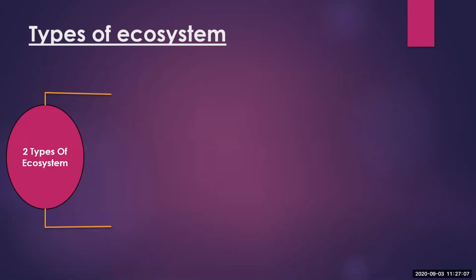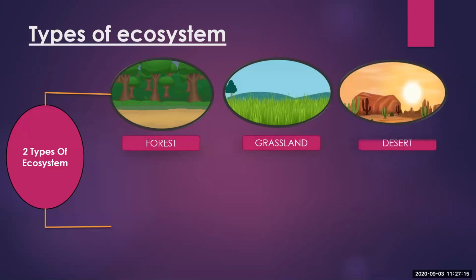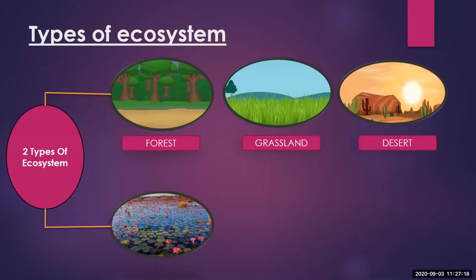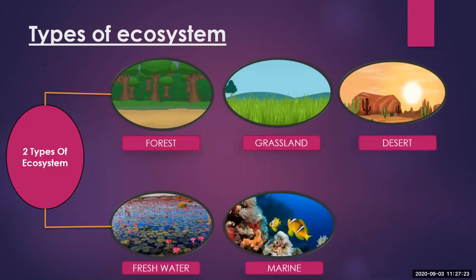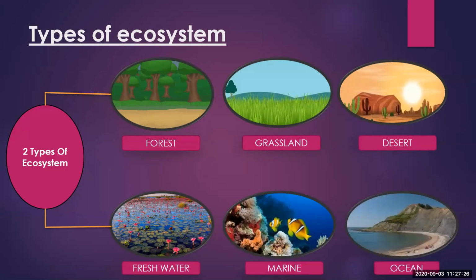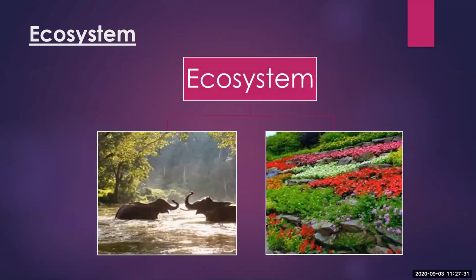There are two types of ecosystem. One is terrestrial, which includes the forest, grasslands, and the deserts, and also aquatic ecosystem. There are freshwater ecosystem, marine ecosystem, and also the ocean ecosystem. Then further it also divides into natural ecosystem and artificial ecosystem. Natural means those we have seen in the previous slide. Artificial means garden, aquarium, or crop fields, which come under artificial ecosystems.